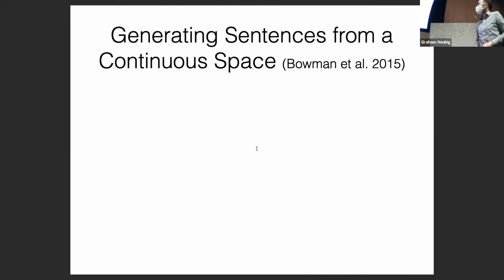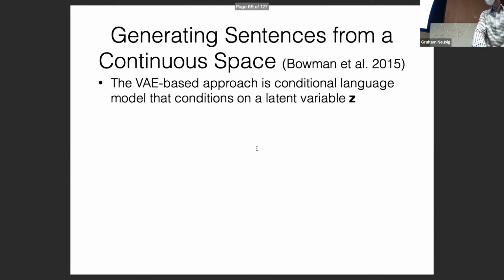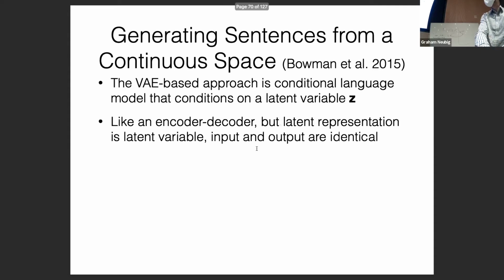But there's a paper, Generating Sentences from a Continuous Space, by Sam Bowman. Basically, the way this works is we have a VAE-based approach, which is a conditional language model, but it's conditioned on the latent variable Z. So instead of conditioning like a translation model on the input, we condition on this latent variable. So this is a little bit like an encoder-decoder model, but the latent representation is a latent variable and the input and output are identical.